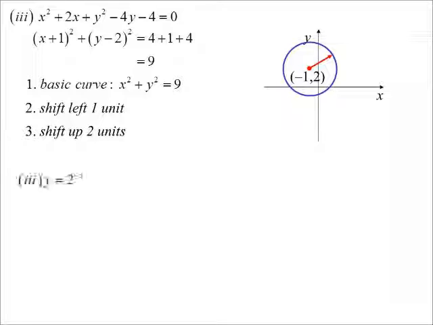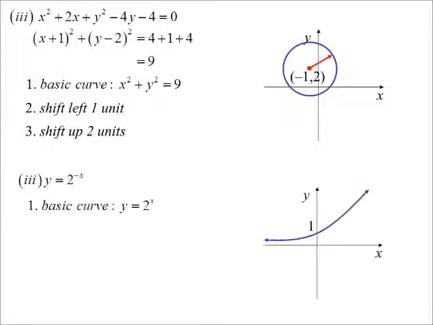Okay, 2 to the power of minus x. Well, the basic curve would be y equals 2 to the power of x. This time, it's not the whole function I'm making negative, but just the x value. So that tells me I'll reflect in the y-axis, because it's the x we're making negative, not the whole function. And so we get our exponential going the other way.